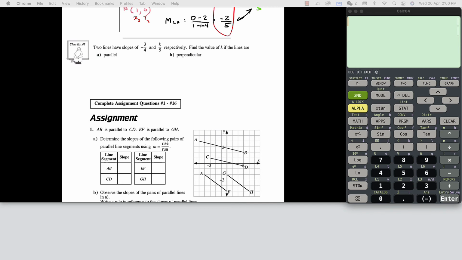All right, the last one, class example 5. So it says that we have two lines that have slopes, and it gives us the slope of this first one. It says it is a negative 3 over 4, and the other slope is k over 5. So we just don't know what that value k is, and what they're posing to us is find that value of k. So it says, what will k be when it's parallel, and what will k be when it is perpendicular?